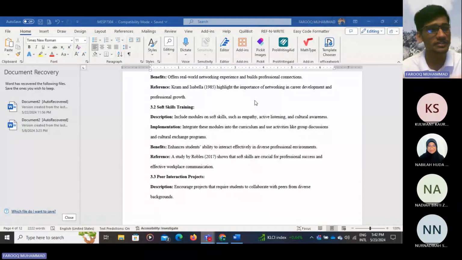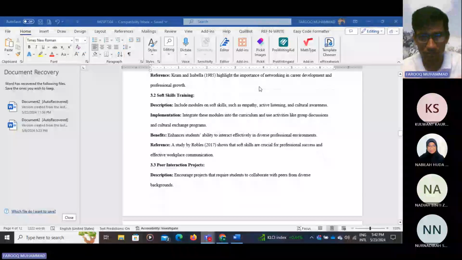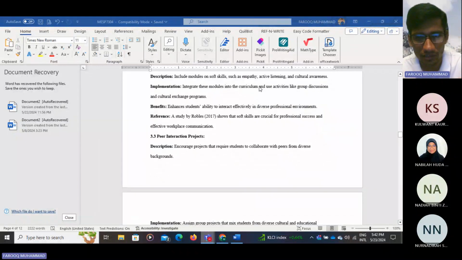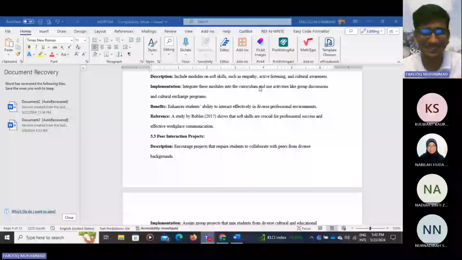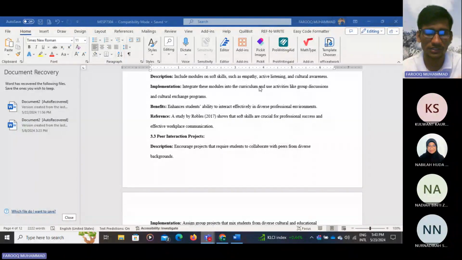So if you are giving respect to a person who is very high in rank to you, then you should ask in a respectful manner, like may I come in, may I take this, may I have this. So these soft skills are very important. Soft skills training is very important for students in business English. So here I use the reference Robles 2017 that shows that soft skills are crucial for professional success and effective workplace communication. The third one will be peer interaction projects.